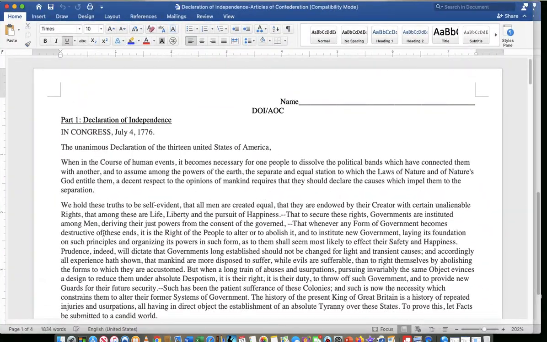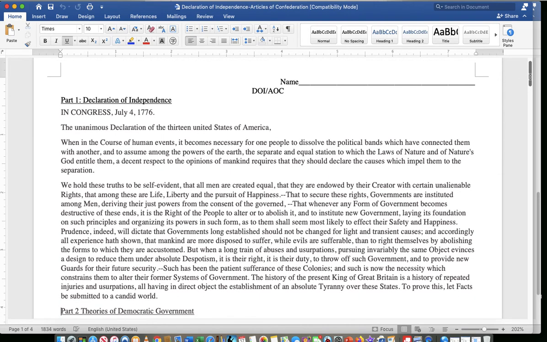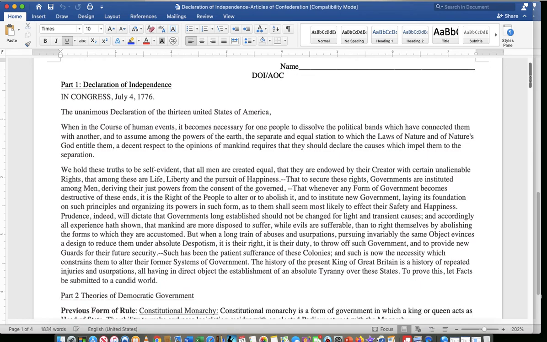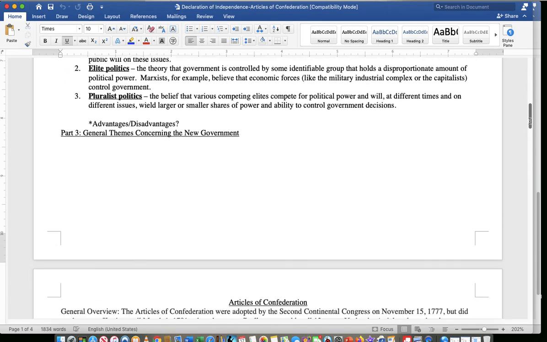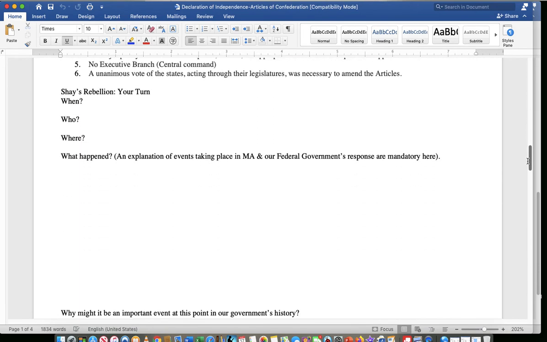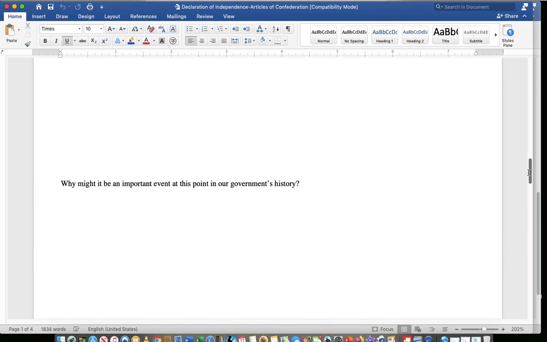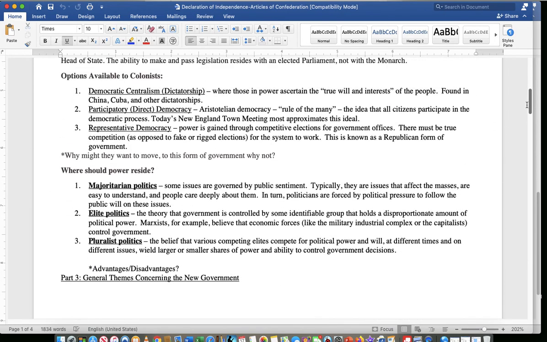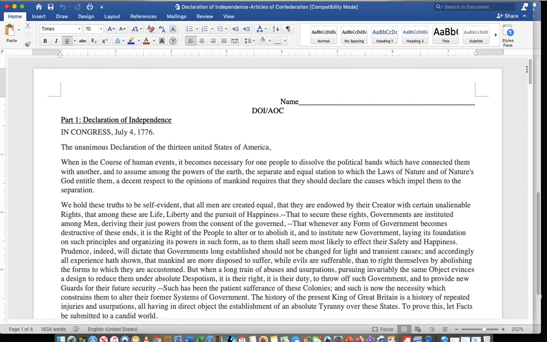Now, with the Declaration of Independence, first and foremost, before I even start, I'm going to post these notes on Google Classroom. So everything that you see here in regards to the Declaration of Independence and Articles of Confederation will be found on Google Classroom. Now, the first thing that we need to do, and I'm going to try to simplify the Declaration of Independence as much as I can, is this.